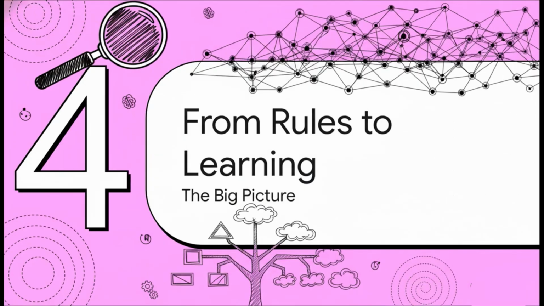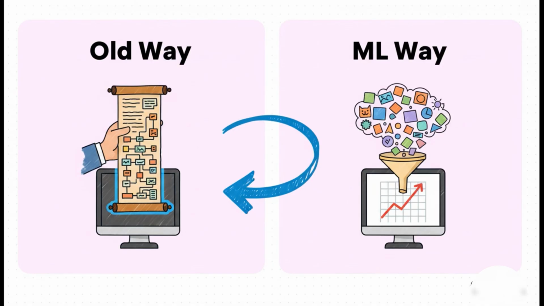So let's just zoom out for a second and look at the big picture. What does all of this really mean for how we build technology? What we're talking about is a fundamental shift. The old way of programming was all about writing explicit, hand-coded rules for every single possibility. Can you imagine trying to write a rule for every type of cat in the world? It would be impossible. The ML way just flips that whole idea on its head. Instead of giving the computer the rules, we give it the data and the answers, and we let the machine discover the rules for itself. It's a real game changer.